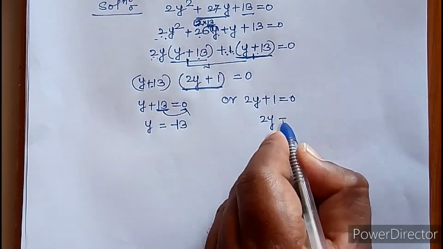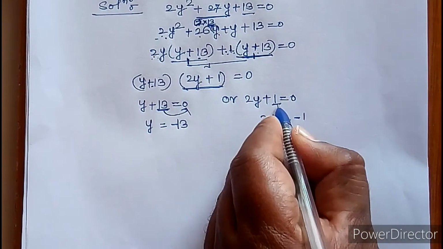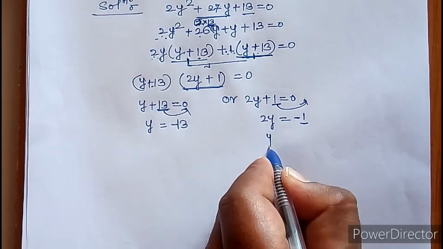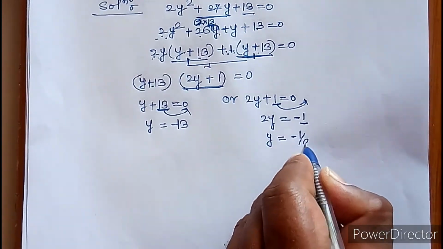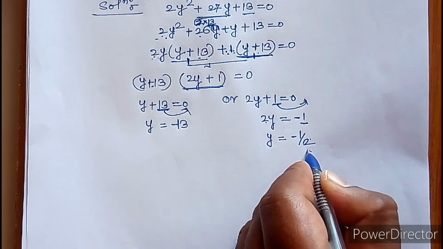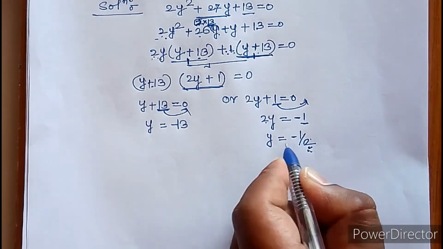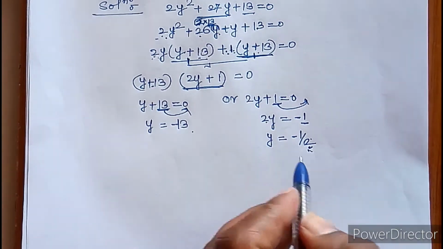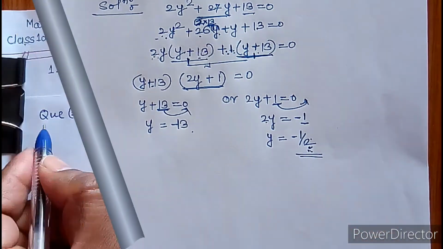For 2y plus 1 equals to 0, 2y equals to minus 1, as this plus 1 is shifted to the right hand side and becomes minus 1. Now y equals to minus 1 by 2, because the 2 is in multiplication, so on change of side it will divide. Now the answers for y are minus 13 and y equals to minus 1 by 2. These are the solutions of this quadratic equation.